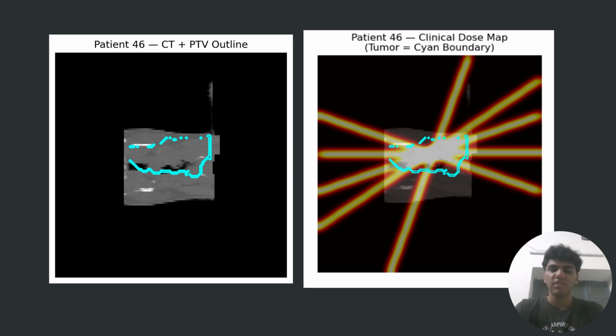So this is another real life test set case. You can see that the cyan boundary marks the PTV, and on the right you can also see the dose distribution generated by the RL agent and the optimized beam angle distribution. As you can see, the model generalizes well on unseen patients.